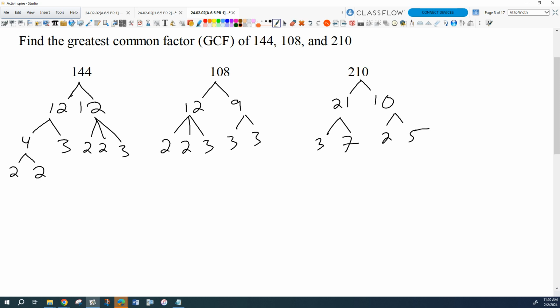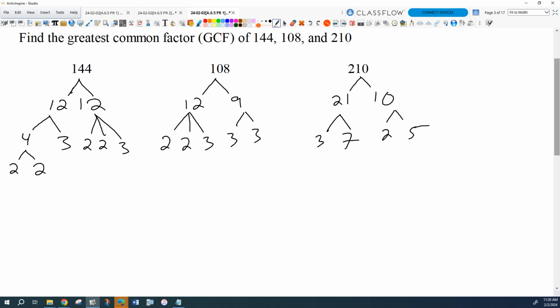Those are all prime. Okay, so if I want to find the GCF, the greatest common factor is the biggest thing that divides into all three of those evenly. Wouldn't the greatest common factor be built from all of the smaller factors that are common? Common means what? Like a common room in a dorm, a common kitchen. They all have the same, right? Everybody would have access to it.